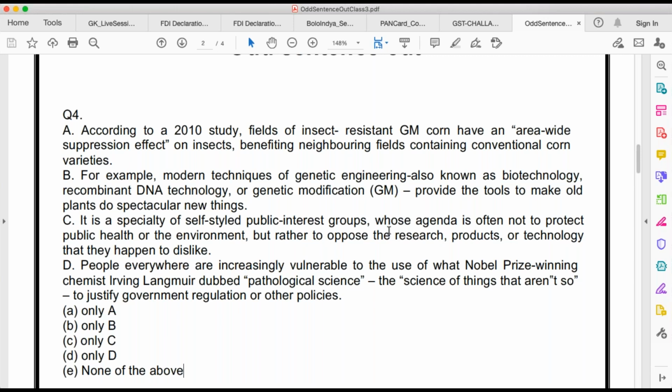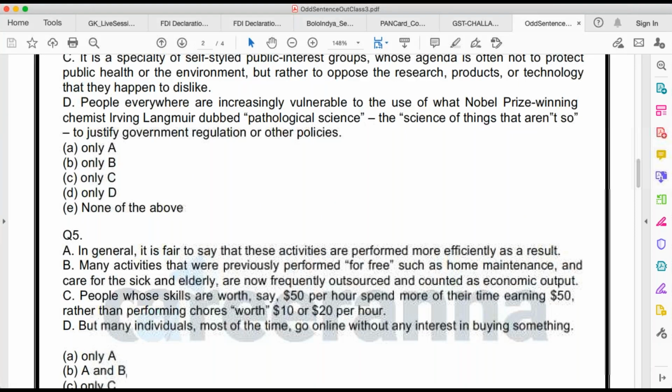Do all of us understand it now? And once again, I repeat that we don't use a common noun or a common pronoun to identify the odd sentence out. We go by the context. Is it clear to everyone now? Ayushi, understood? Perfect. So sentence number A is the odd sentence out. Moving to question number 5.